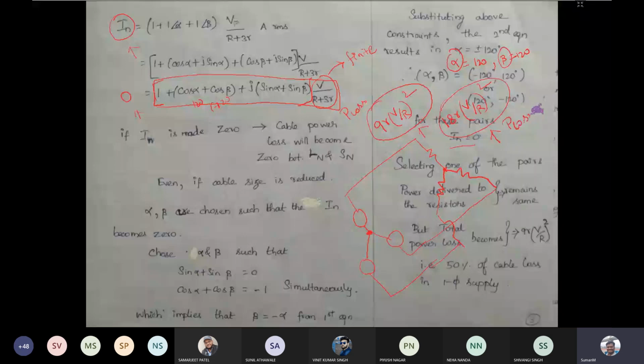Here we can clearly see that there is a 50% reduction of power loss from single phase to three phase. So when you are moving from single phase to three phase, we can avoid 50% of the power loss which occurs in the cable. That is the main advantage of going for three phase. Other advantages are there, but this is the very main advantage: the power loss from single phase to three phase is reduced by 50%. That is the very first thing.